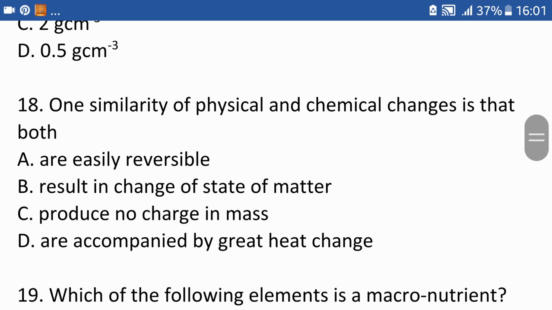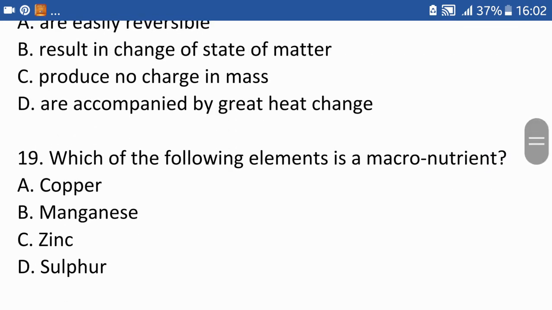18. One similarity of physical and chemical changes is that both. 19. Which of the following elements is a macronutrient?